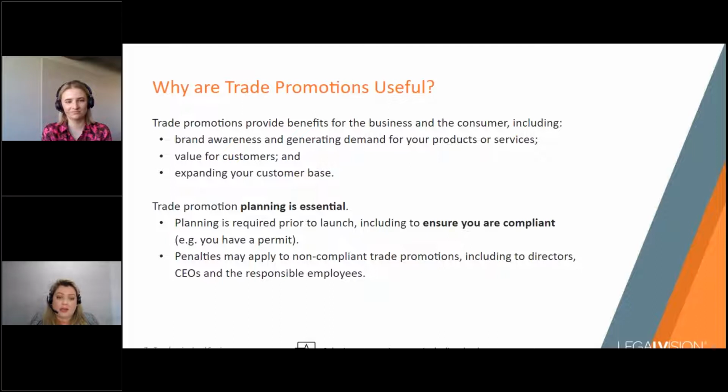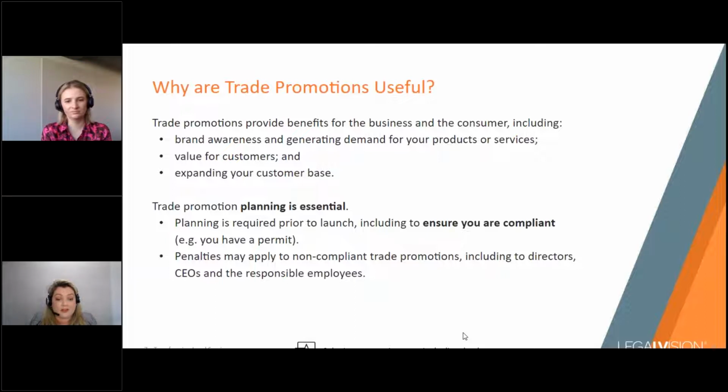And a lack of planning is where we find that a lot of our clients get tripped up. Whether it's not ensuring that your trade promotion meets the strict regulatory requirements, you've left things to the last minute, or even worse, perhaps you've launched a trade promotion without actually getting the necessary permits in place. It's really important to make sure that you do it right.